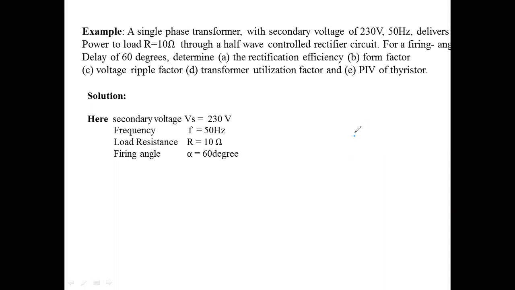The voltage ripple factor is equal to the square root of form factor squared minus 1. From the parameters only, I am calculating. And the transformer utilization factor, we are getting 0.1797, and the peak inverse voltage is 325.22 volts. This is the problem to solve, for the resistive load of R equal to 10 ohms of a single phase half wave controlled rectifier circuit. This is how to solve this problem, and I will give you some more problems.